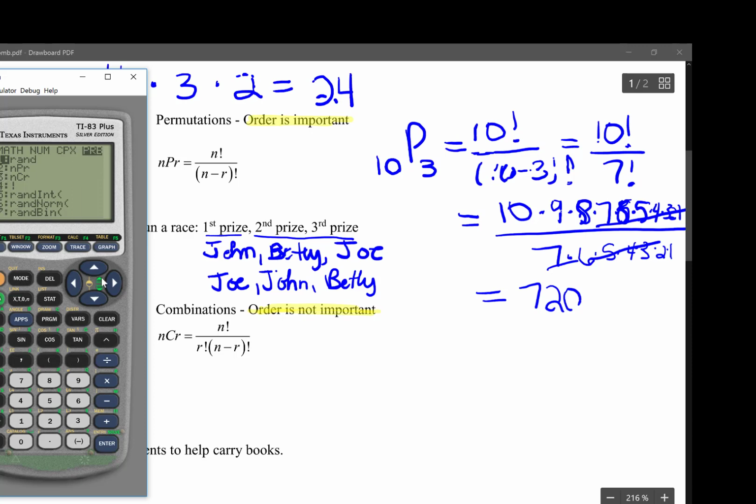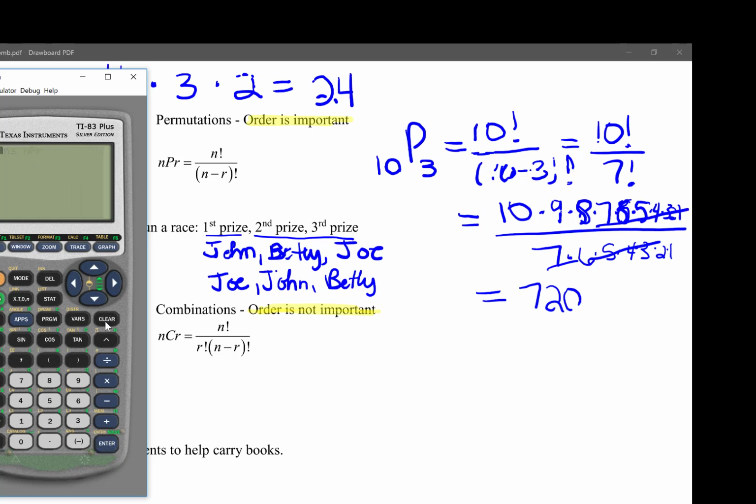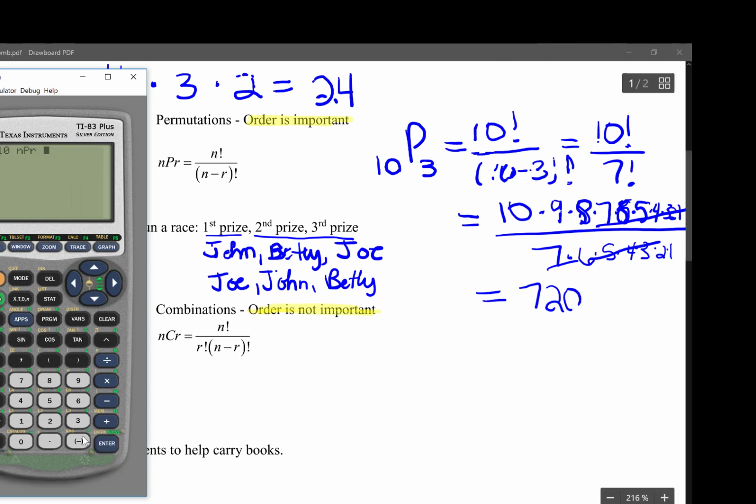Now, before we choose that one, if you click down on it, you'll see it just puts it in. But what we have to do is we put our n in first. So you want to type in your n first. So our 10. Again, go to Math, over to PRB, and down to number 2, nPr. And then the r we wanted was 3. Hit enter, and look at that. You get your 720. Okay?